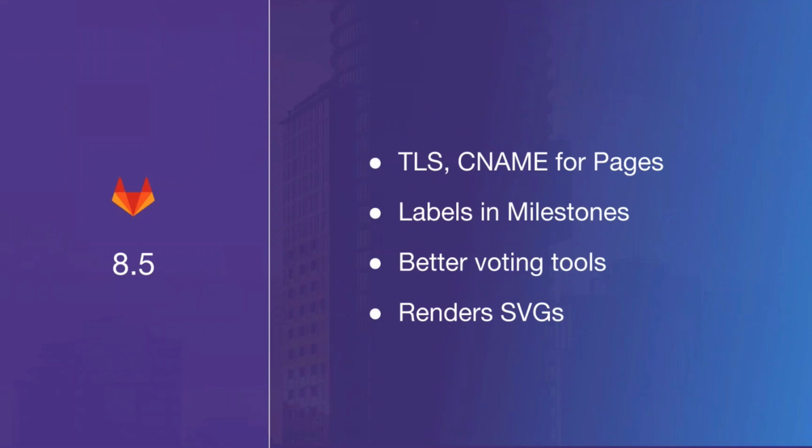We also added labels in milestones in the milestone view, which I have a screenshot for you in a bit. We improved the tools to vote. So now we introduced voting a while ago in GitLab, but we didn't introduce yet tools to sort by popularity and such, and that's now all available. So you can easily see in your issues overview what is the most popular thing. You can sort by that. It's really quite powerful. And in addition, we also started rendering SVGs in diffs. So if you have a nice SVG, you can quickly see it.